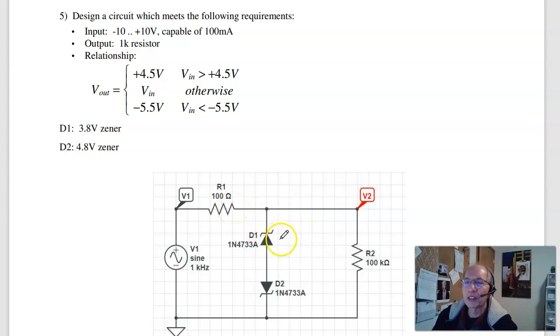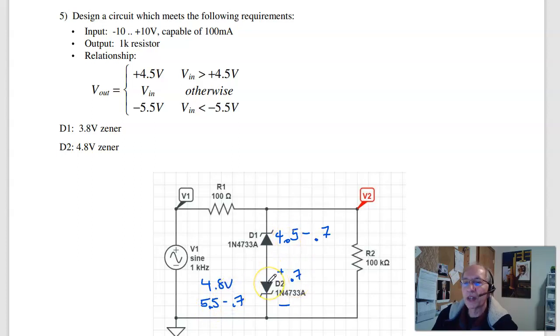This first zener turns on at not quite 4.5, 4.5 minus 0.7. The reason being is this is a diode. When it turns on, I've got a 0.7 volt drop across it. This one down here is a 4.8 zener, which is our 5.5 volt zener, minus 0.7. Gives you a 4.8 volt zener.